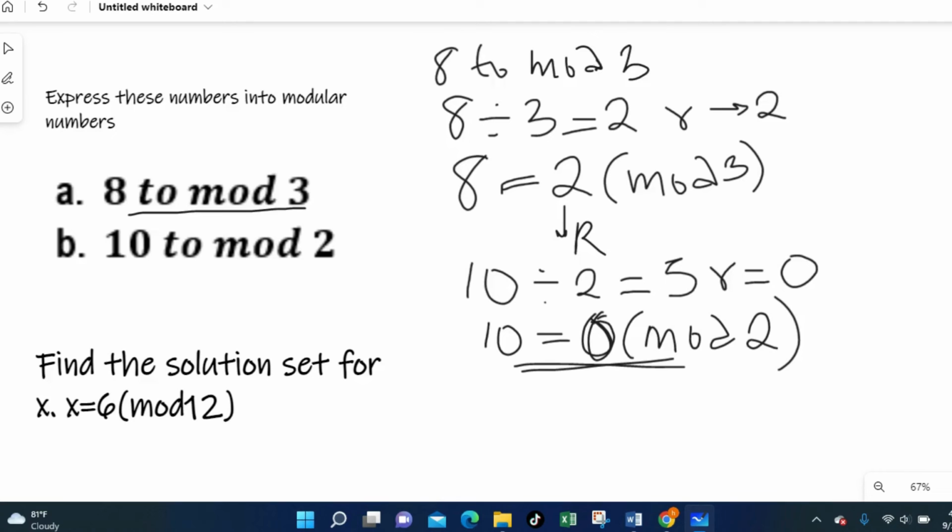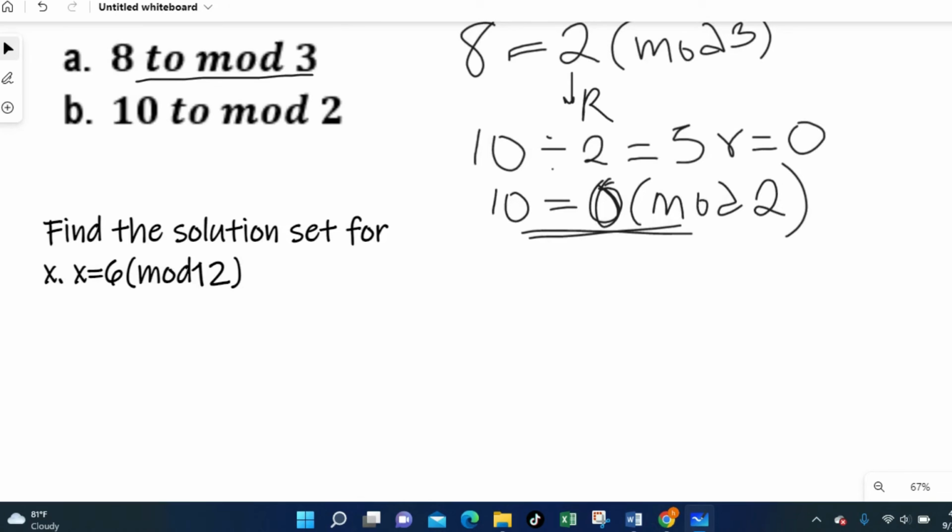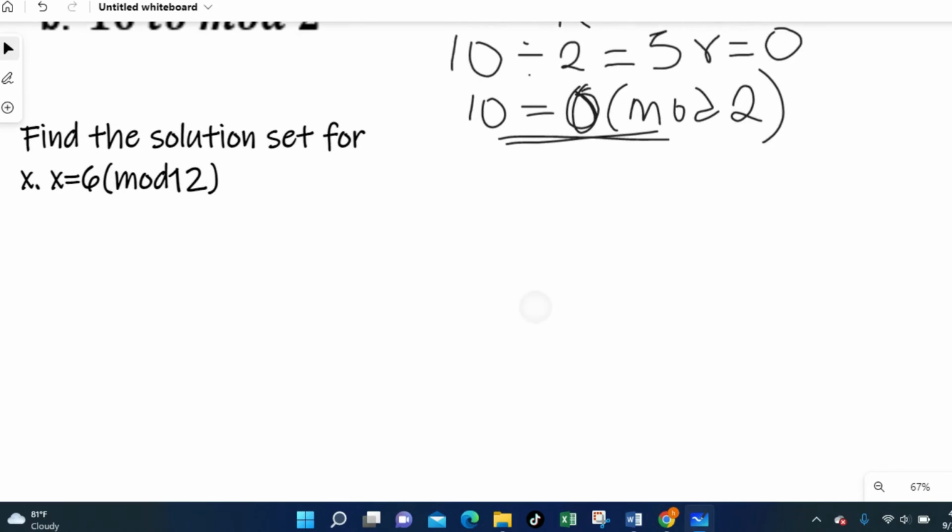Now let's look at the next question. The next question says we should find the solution for x if x is equal to 6 mod 12. If we want to do that, the question is asking us to find the solution set, given that x is equal to 6 mod 12.